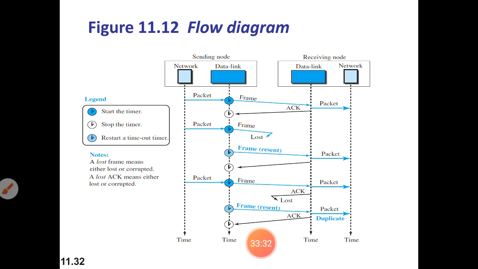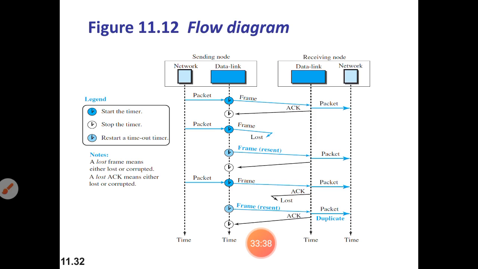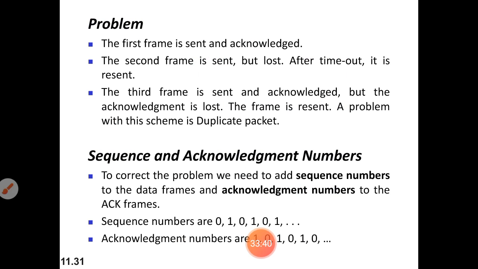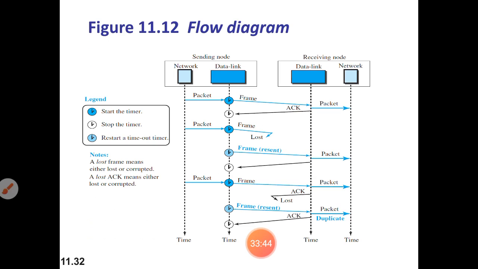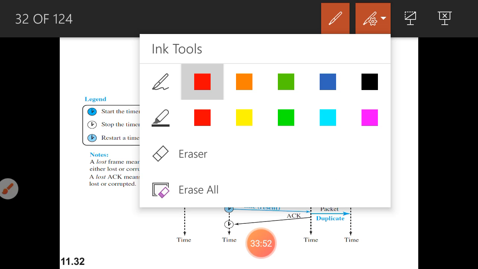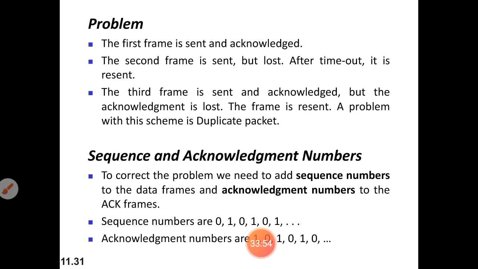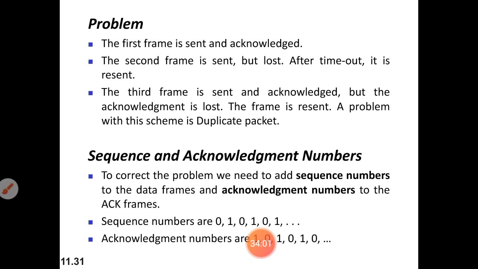One, as we already discussed, is first frame sent and acknowledged. Here, the first frame is sent and acknowledged correctly. That is one. The second point is that the second frame is sent but lost, and after the timeout it is resent. So here, what happened?